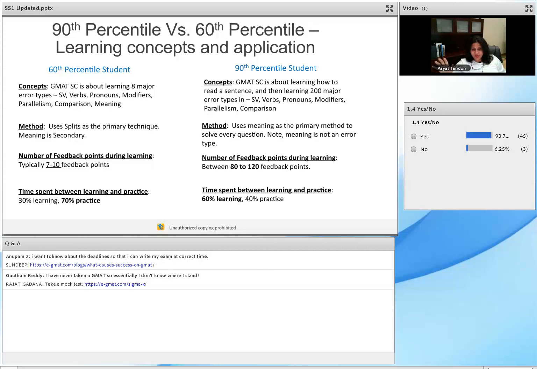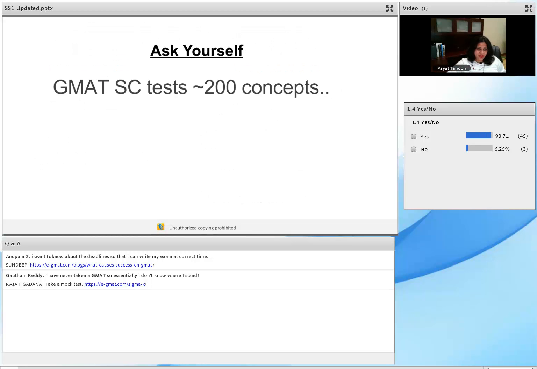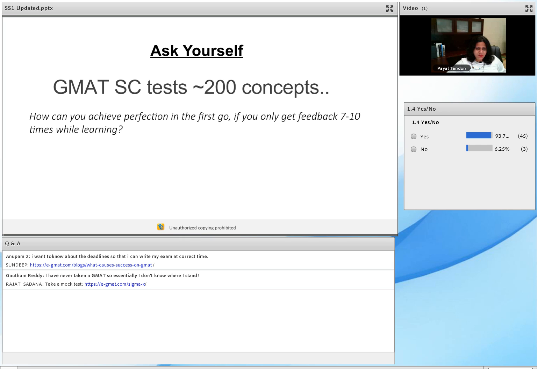But right now, what I want you to do is, even if you want to take a screenshot of this right now, just take a screenshot of this, and we're going to be talking about it. I'm going to be demonstrating this difference to you as I go ahead in this presentation. Now, really speaking, if you think about it, GMAT tests you on 200 some concepts. GMAT SC primarily is the most concept-heavy subsection in the entire GMAT. It tests you on 200 concepts.